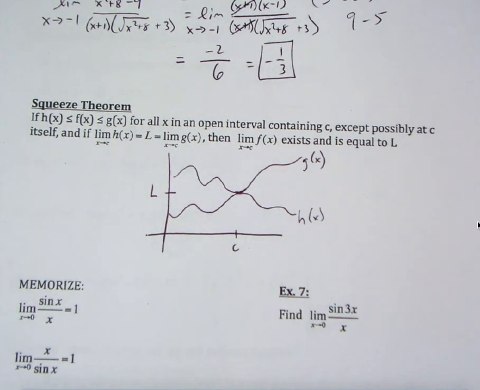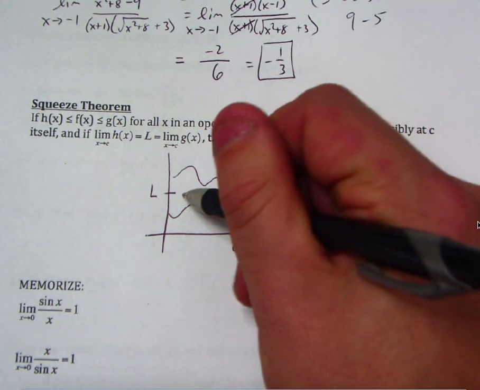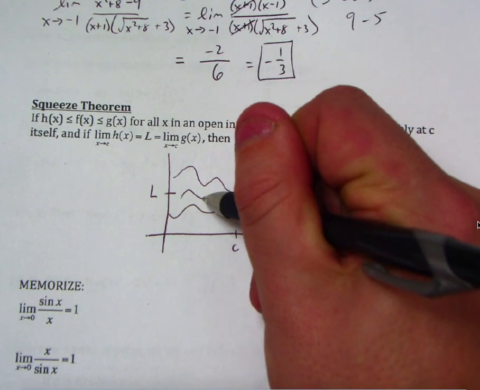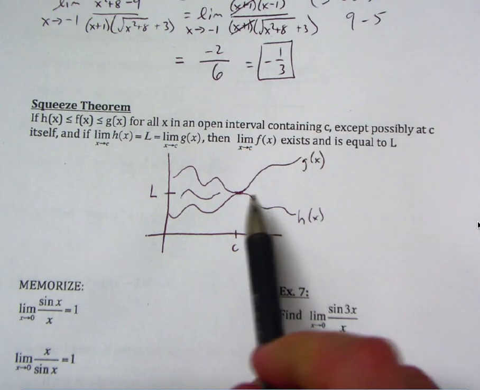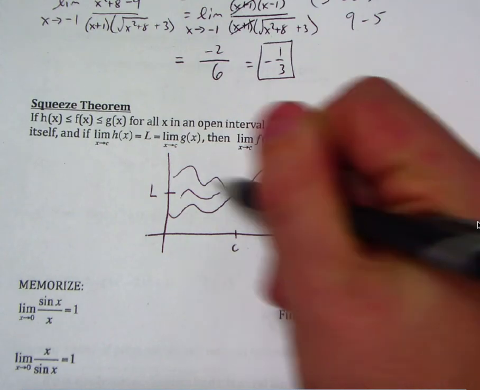Now here's what it says. If you have another function in between them, so it's always in between or equal to, well then as we get to this place right here, it can't go above that or below it or it breaks this condition.